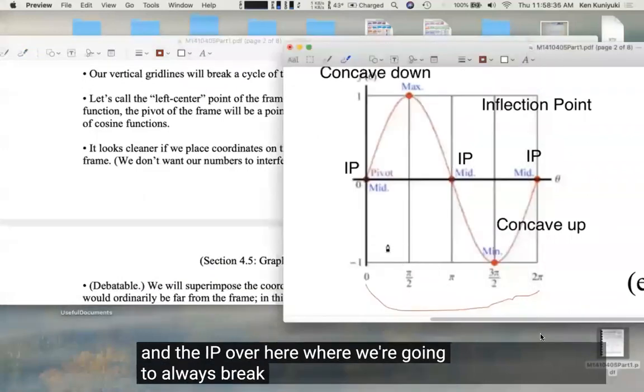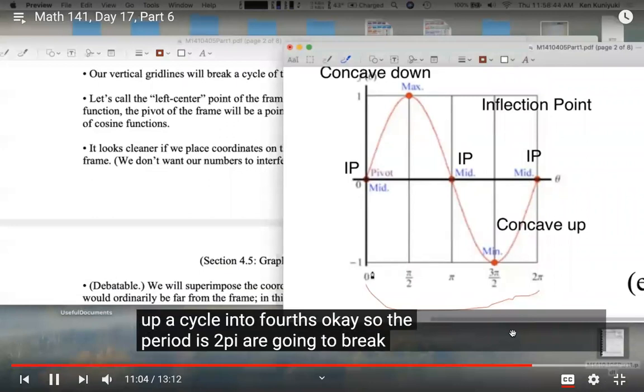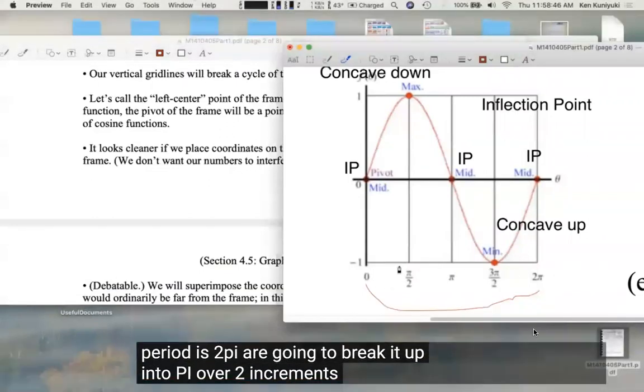We're going to always break these things up into fourths. For a cycle, we're always going to break up a cycle into fourths. So the period is 2 pi, and we're going to break it up into pi/2 increments.